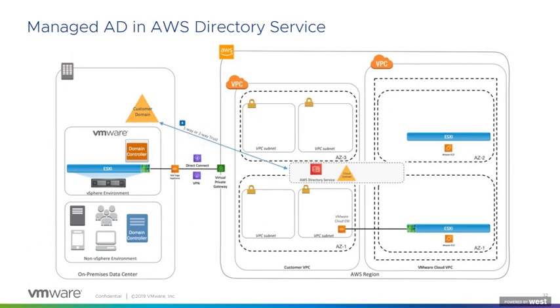Okay, and so the next technical step in deploying SQL Server is setting up Active Directory. AWS provides a service, which you can see in the very middle of the slide, called AWS Directory Service. AWS Directory Service comes in a number of flavors. It comes in one flavor called Managed Active Directory and another one called Active Directory Connector.